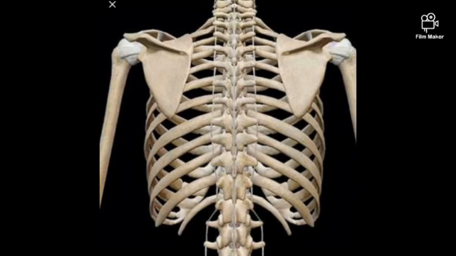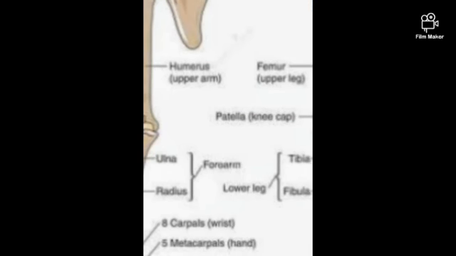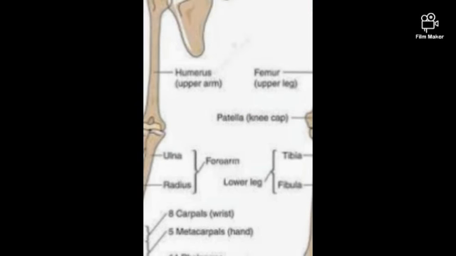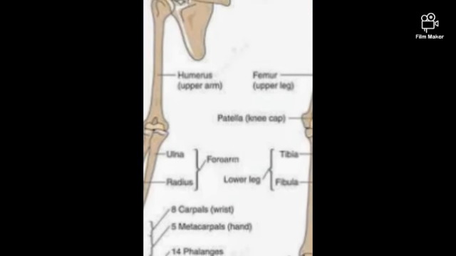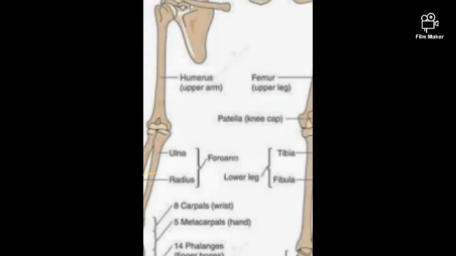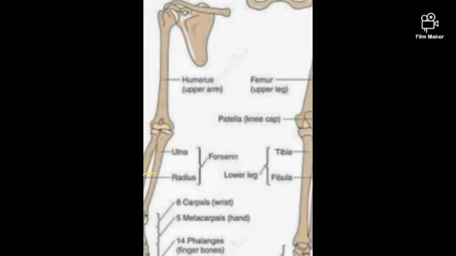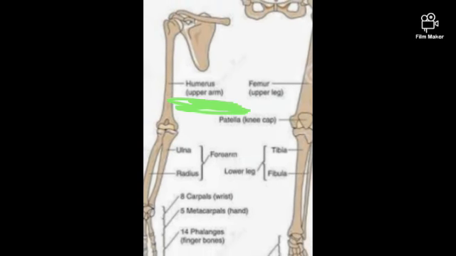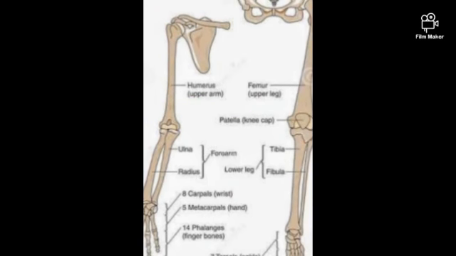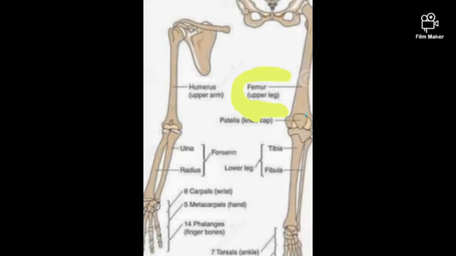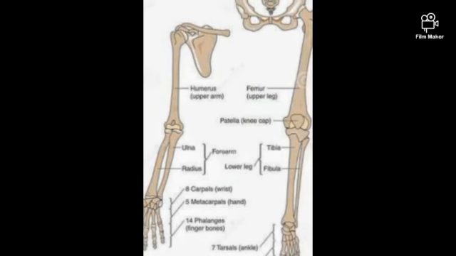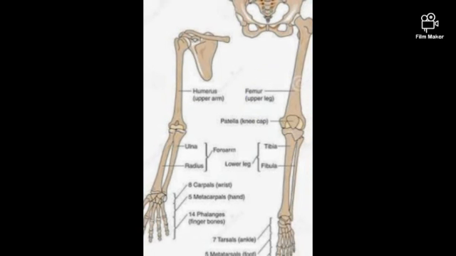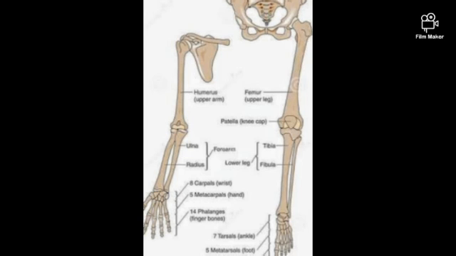Now, the limbs, arms and legs. Nearly half of your bones are in your hands, wrist, feet and ankle. The longest bone of your body is the thigh bone or femur. The lower half of the leg has a long shin bone and a calf bone. These are the two names of our bones, shin bone and calf bone.